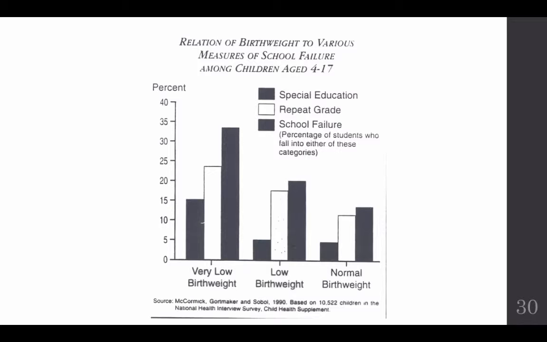We can see in this chart that there are negative consequences to low birth weight. Children who are born with a low birth weight tend to have higher rates of being placed in special education, repeated grades, and school failure compared to their normal birth weight peers. We can see that these effects are amplified in children with very low birth weight.